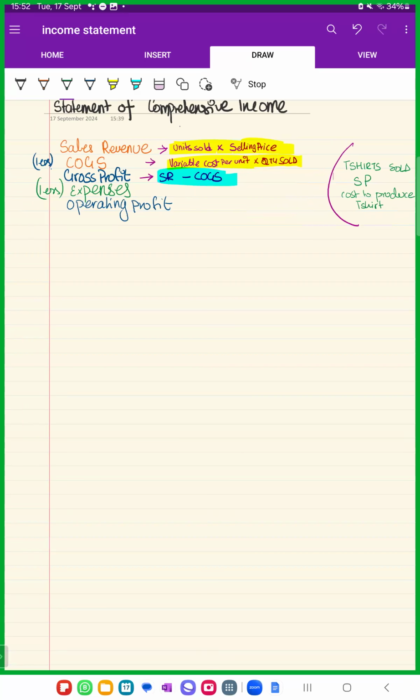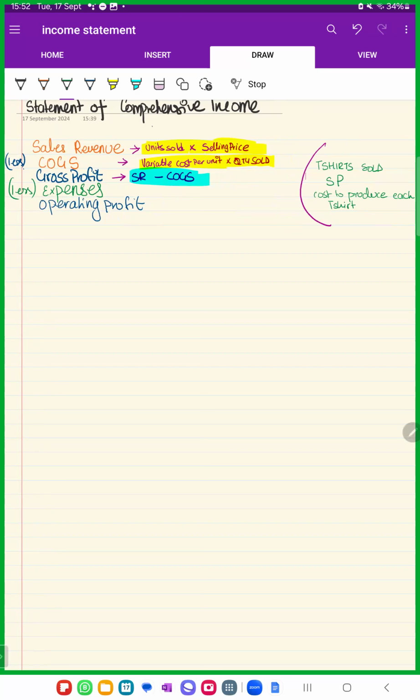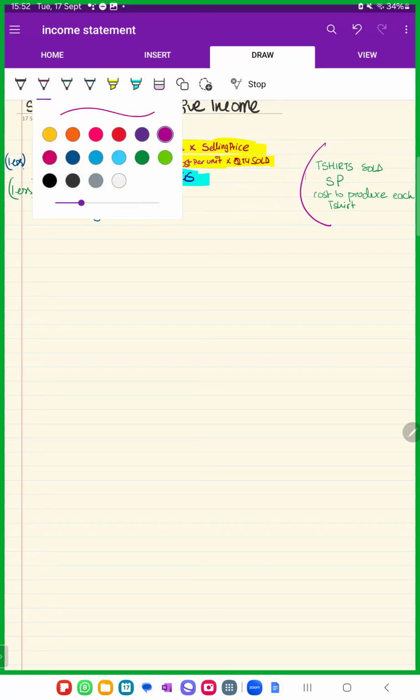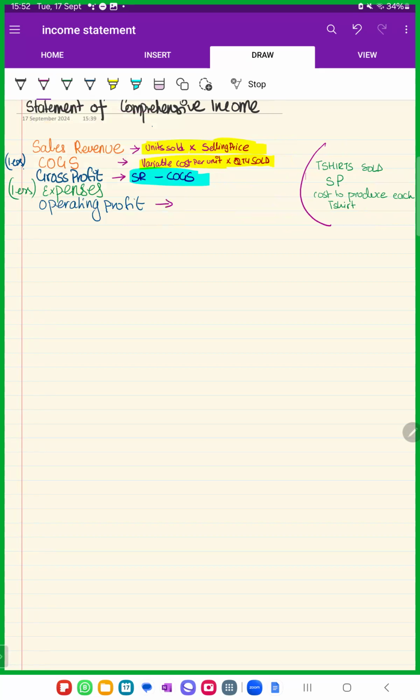Okay, so what is my operating profit? Operating profit is the money that I make, so operating profit is gross profit minus expenses. The two very important ones are the ones highlighted in blue: operating profit and gross profit. Once the business calculates their operating profit, that will be it for them.